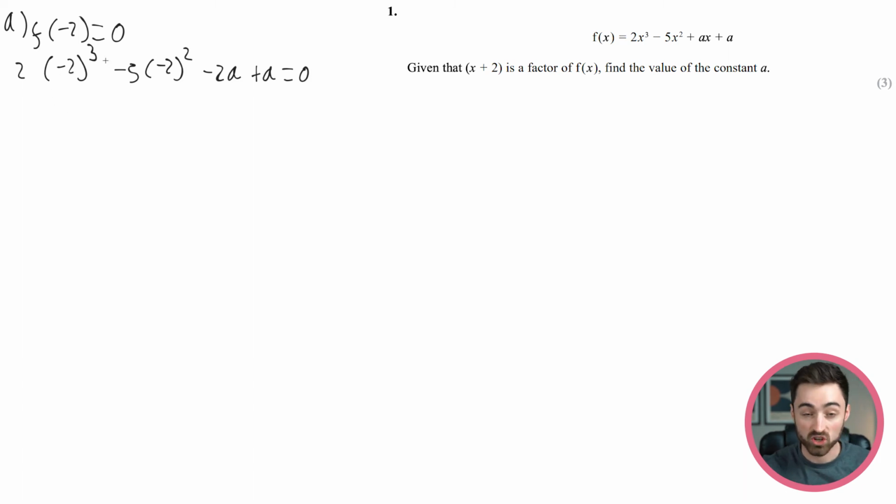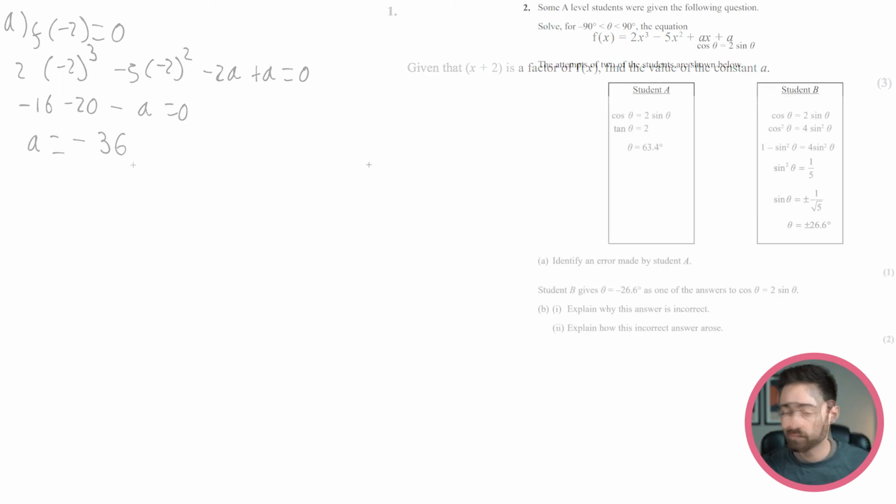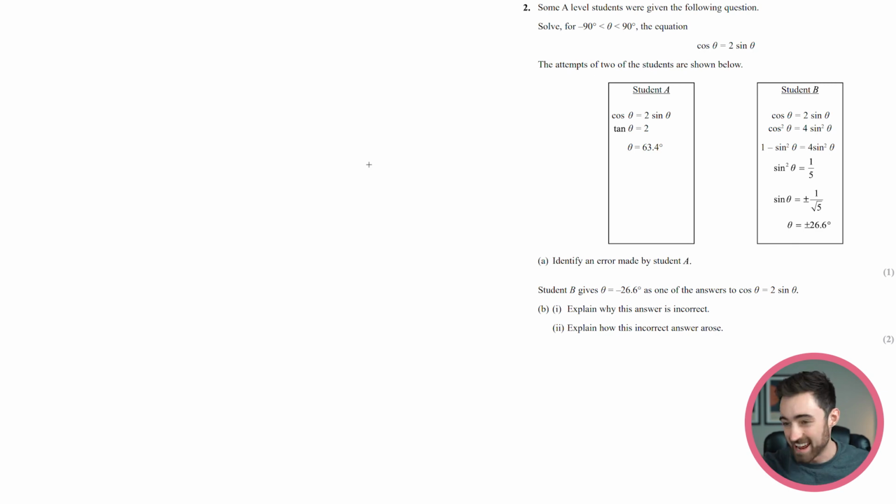So minus 2 cubed is going to be minus 8. Times that by 2, we're going to get minus 16. Minus 2 squared is going to be 4. Times that by minus 5, we're going to get minus 20. Minus 2a plus a, well, that's just going to be minus 1 lot of a, equals 0. Right, let's stick this a onto this side. So we're going to get a equals minus 16 minus 20. So I reckon that's going to be minus 36. Cool. Question 1, done. See, this is what we like. We're getting it in, no messing.